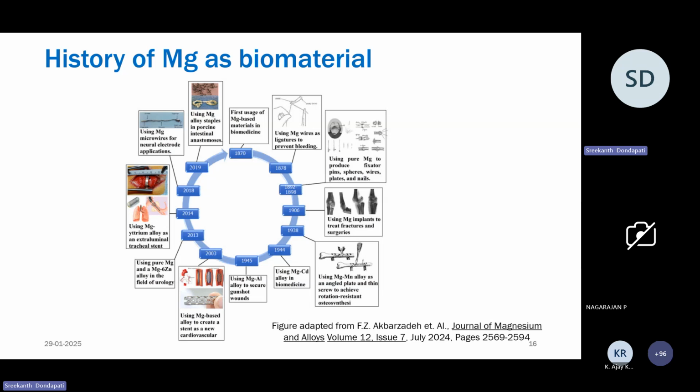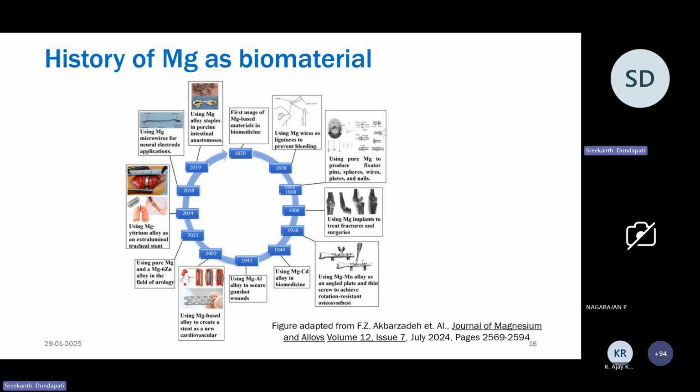And later on, again, it picked up in 2003. They started using it again. They invented magnesium stents for cardiovascular applications. And in 2013, we can see the magnesium zinc alloy being used in urology. And in 2014, magnesium yttrium alloys came up, and they have used it for various applications like stents and other applications, and also tried for orthopedic applications and so on.